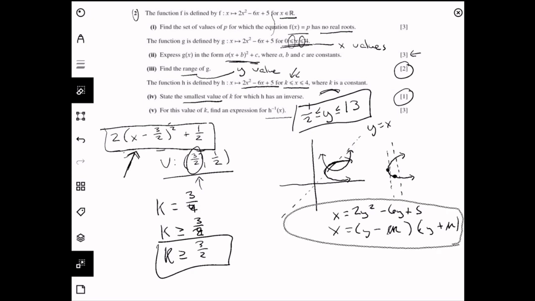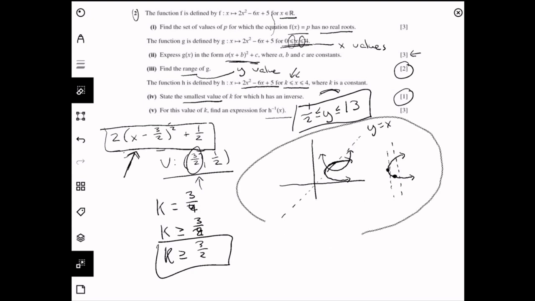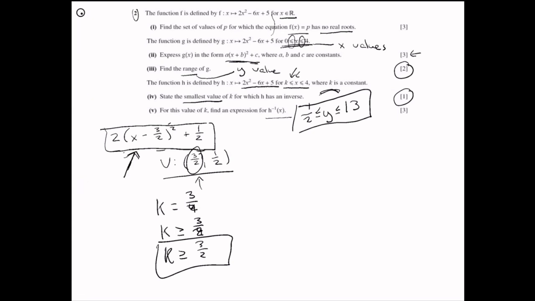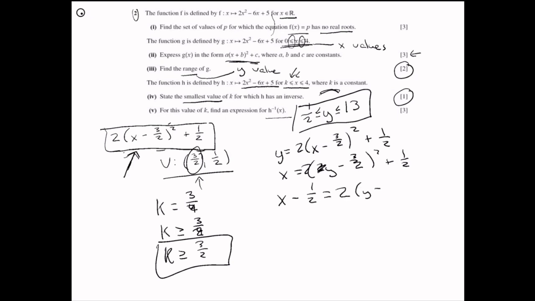So we're going to erase this little mess right here, erase what we are never, ever going to do, and go back to the pen, and we're going to plug in. So first we had y equals 2 times x minus 3/2 squared plus 1/2. And now it is going to be x equals 2 times y minus 3/2 squared plus 1/2. We're going to subtract 1/2 on both sides. So x minus 1/2 equals 2 times y minus 3/2 squared. I'd recommend dividing by 2 on both sides.